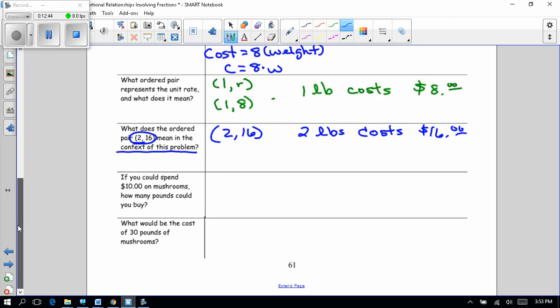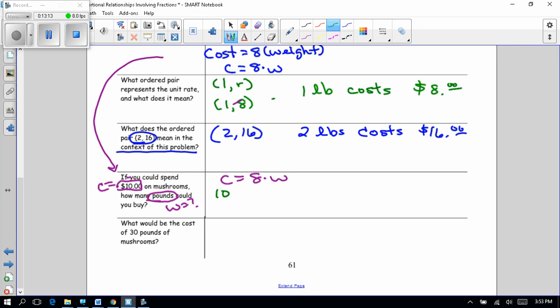If you can only spend $10 on mushrooms, my cost, there's the cost, is $10. How many pounds? I don't know that, right? I don't know the weight. So I'm going to use that equation from up here. I'm going to bring that down here. The cost is equal to 8 times the weight. Cost I know is 10. That was given to me just a second ago. That is equal to 8 times W, the part I don't know. 8 times what is 10?